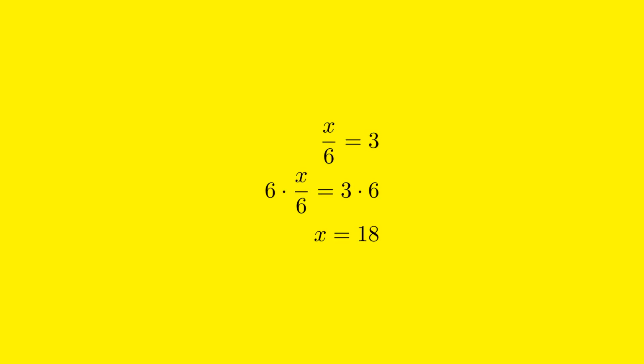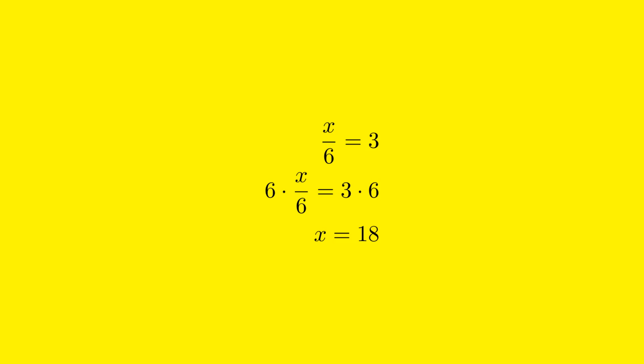Step 2. At this point, we have simplified the equation to x divided by 6 equals 3. Now our goal is to isolate the variable x. To do this, we need to eliminate the division by 6 on the left-hand side of the equation. We can achieve this by performing the opposite operation of division, which is multiplication. So we will multiply both sides of the equation by 6.